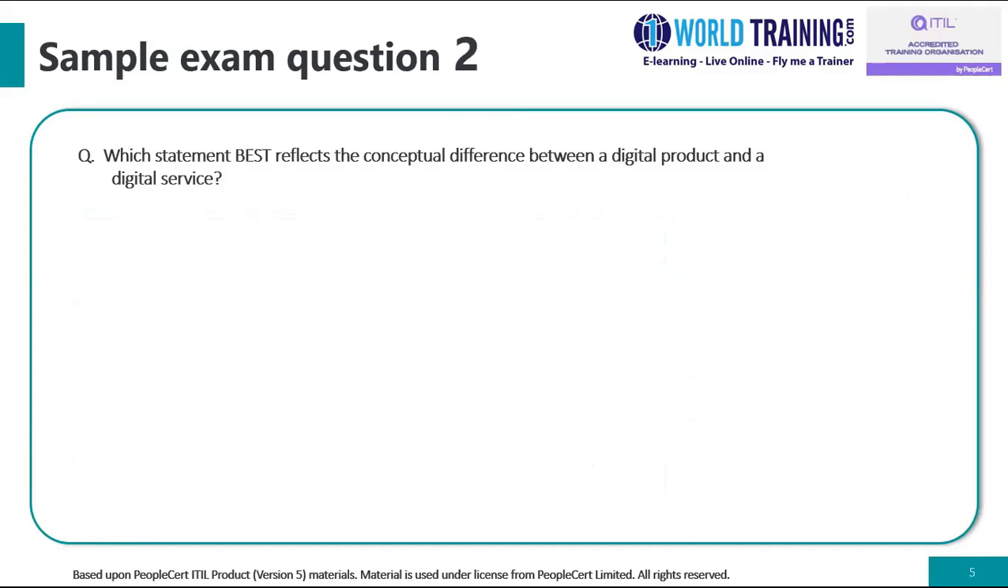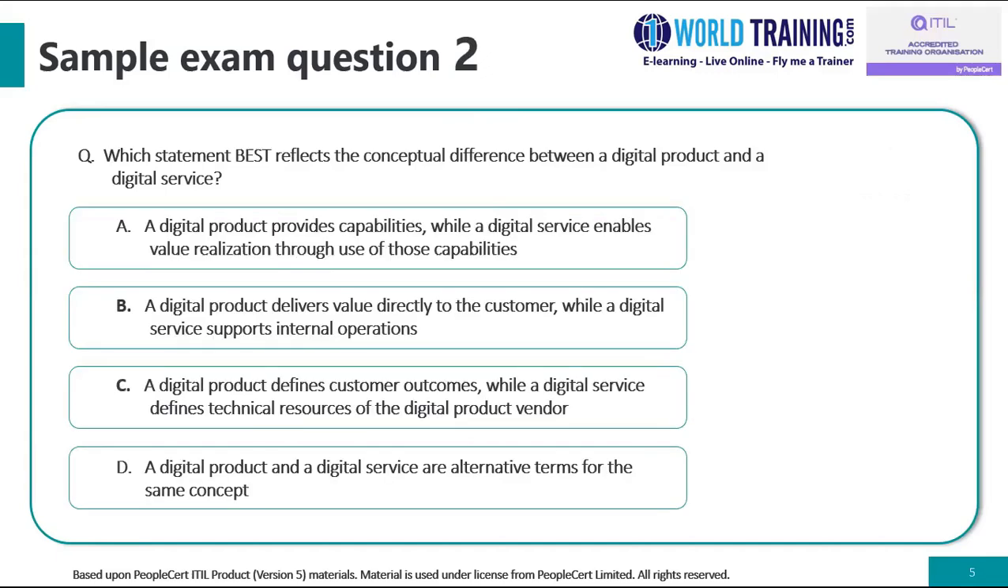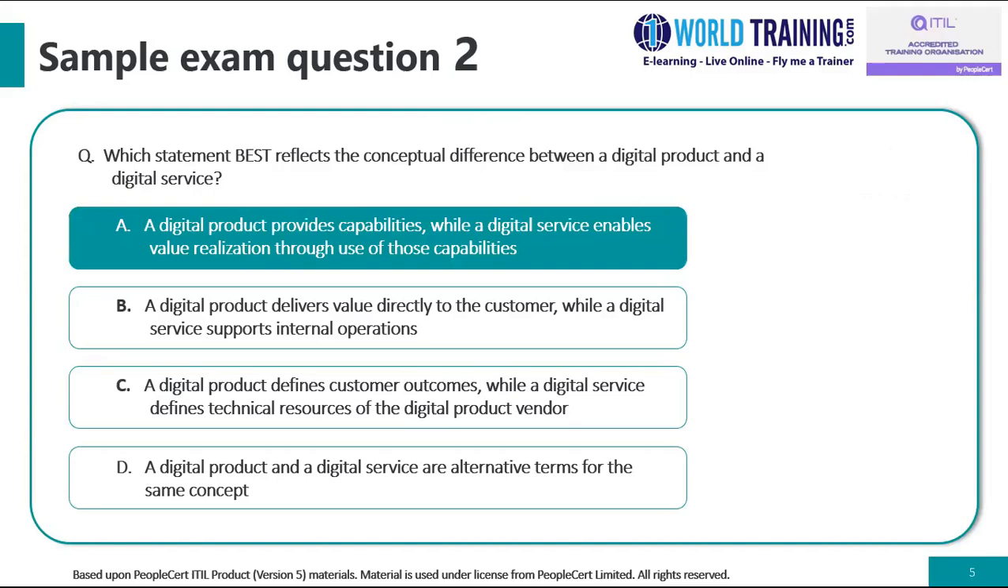Question number 2 is a question that asks which statement best reflects the conceptual difference between a digital product and a digital service. The correct answer is A. A digital product produces or provides capabilities, while a digital service enables value realization through use of other capabilities.